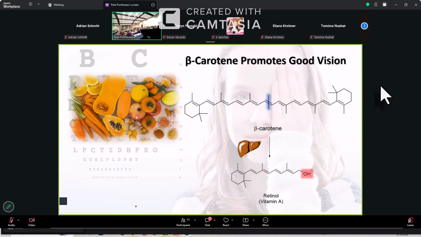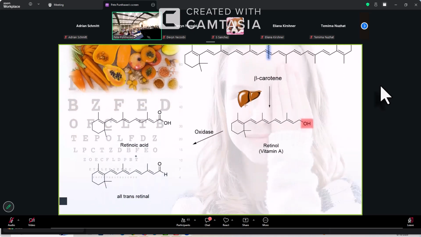What type of alcohol is this? Primary, secondary, tertiary? Primary. A primary alcohol can be oxidized. How many times total? Two times total. Either to an aldehyde or a carboxylic acid, depending on the reagent you use. This can be oxidized by a bunch of oxidases, and you can get either carboxylic acid or aldehyde. Exactly what we learned. It's the same functional group with the same properties.